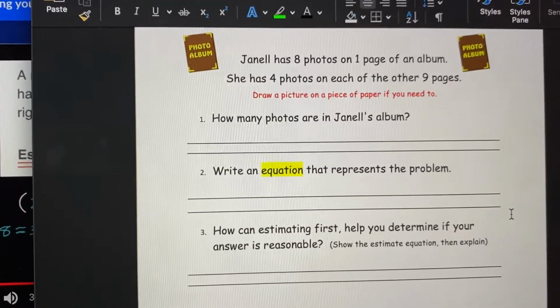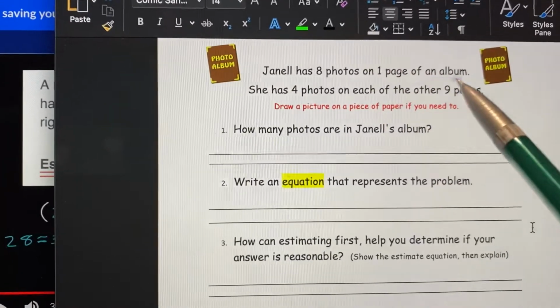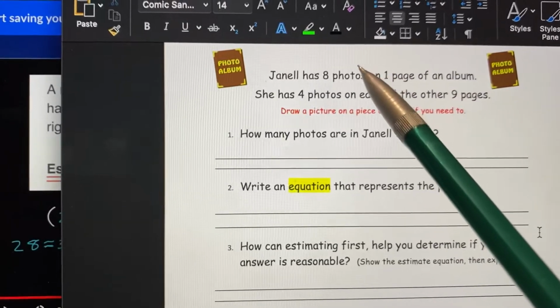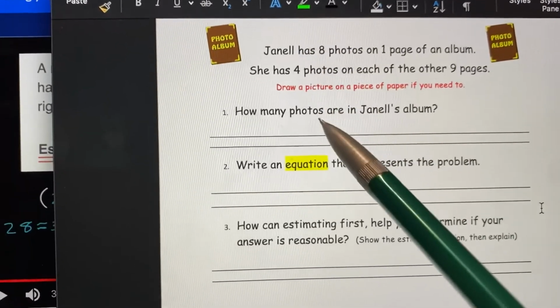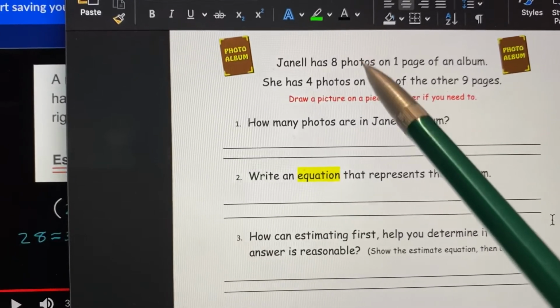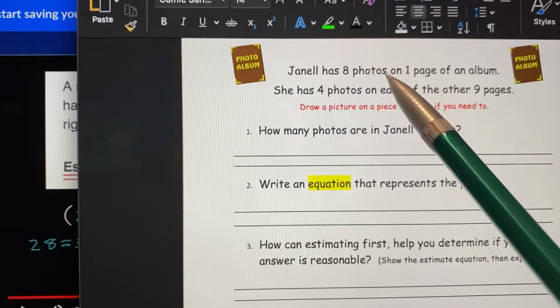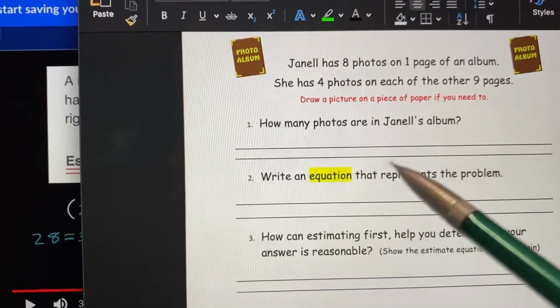I will give you a hint. This part right here does not matter. One page does not matter. But we already know that one page does have 8 photos. That's what we're looking at, photos. We only care about photos. Now, we know that one page has 8 photos, but we need to know how many are there in total in the whole album.